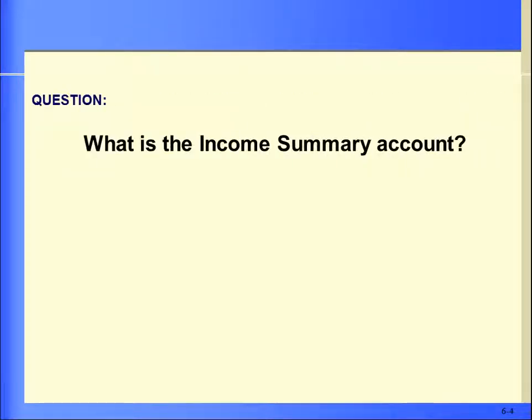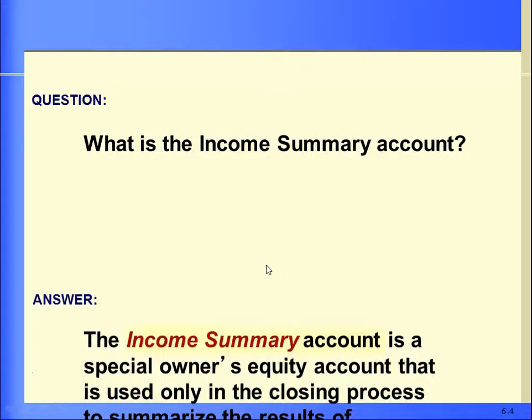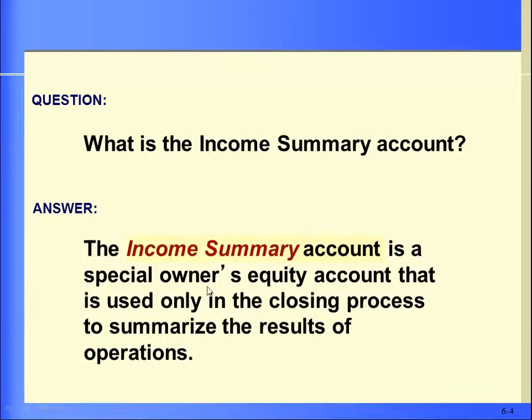So what is the income summary account? Basically, it's a special equity account that's only used in the closing process. Just to summarize what we did in the income statement. The income summary account is a special owner's equity account that is used only in the closing process. The closing process can be monthly, quarterly, annually. Every time you prepare financial statements, you'll have this closing process.